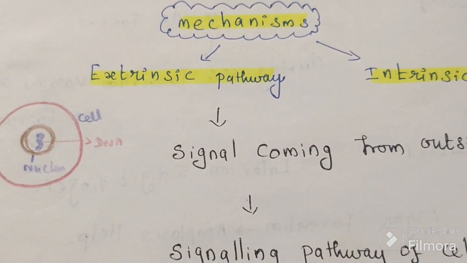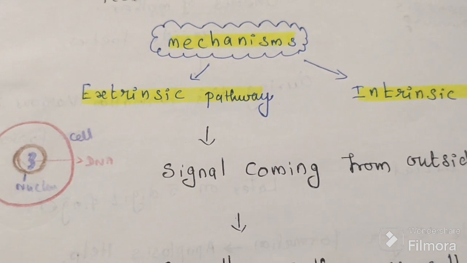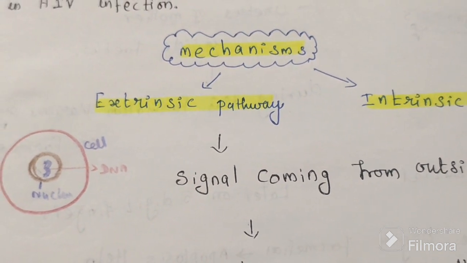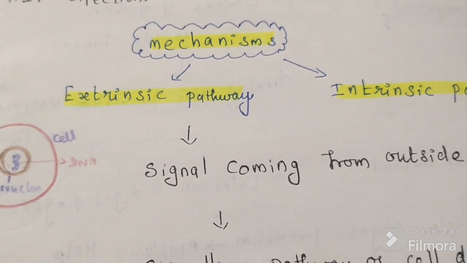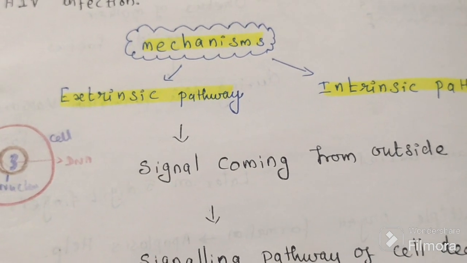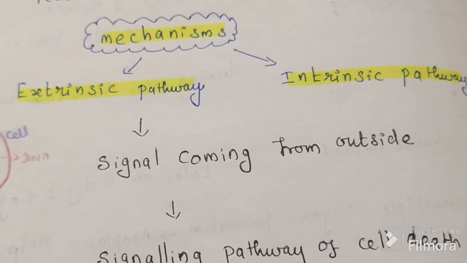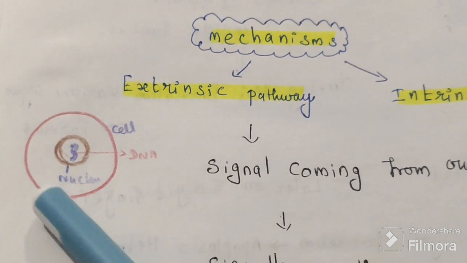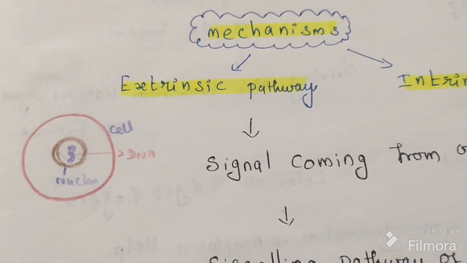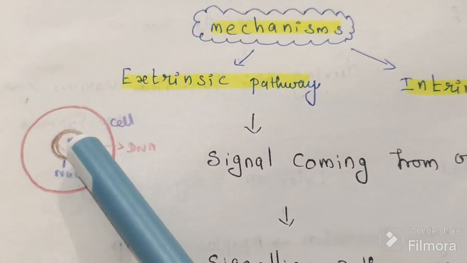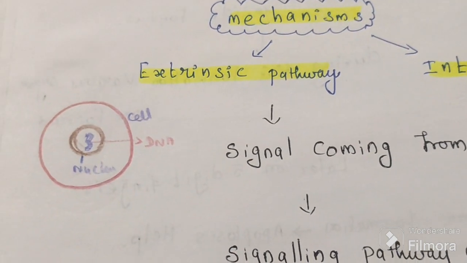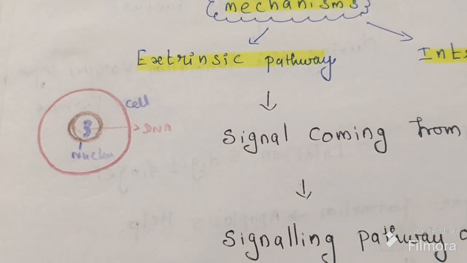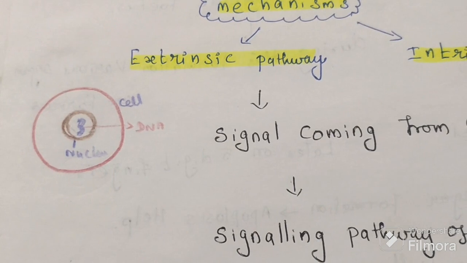Next, mechanism. There are two types of mechanism in apoptosis: the extrinsic pathway and the intrinsic pathway. This one is the cell. This is the nucleus of that cell. This is the DNA of the cell. The cell has to undergo apoptosis.